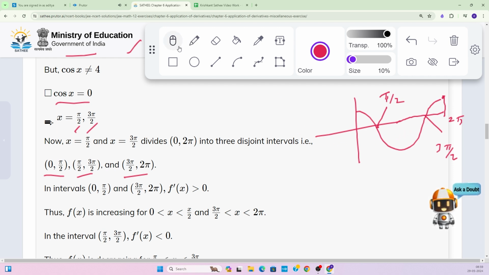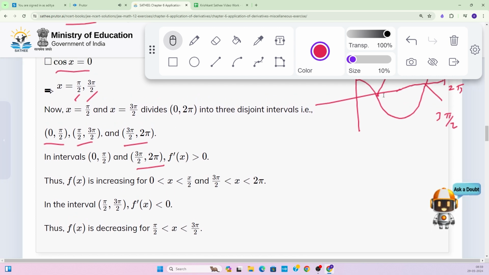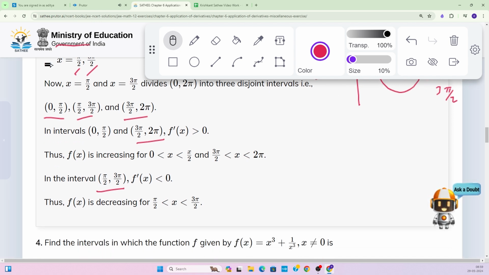Now as you can see, in the first interval 0 to pi by 2, you have cos positive, this means f prime positive. This means increasing function. The same is happening for the 3 pi by 2 to 2 pi interval. In this interval f prime is also positive, this means increasing. Now from pi by 2 to 3 pi by 2, you are getting cos as negative, so f prime will be negative and the function will be decreasing in this interval. Okay, clear? Let us move to the next problem.